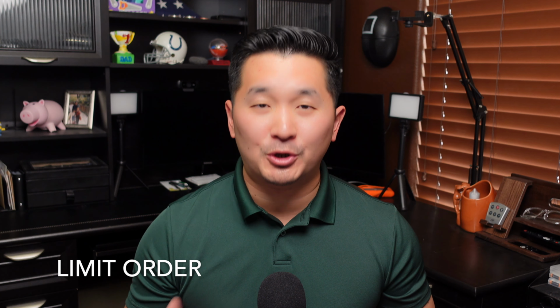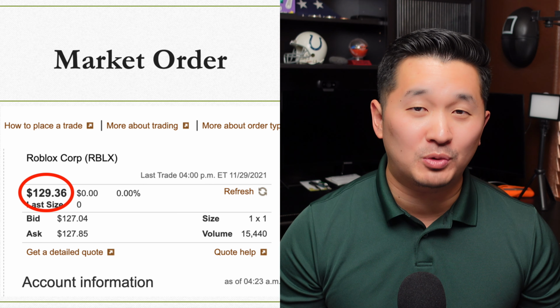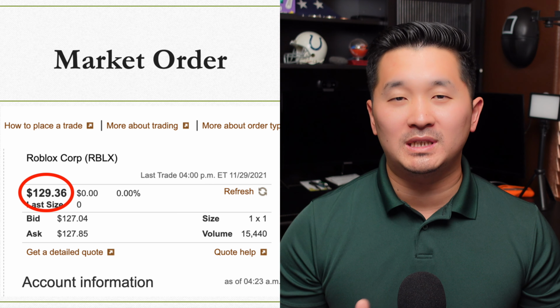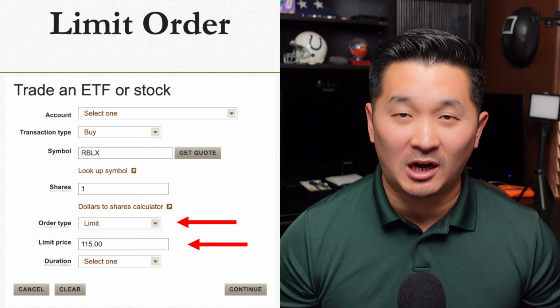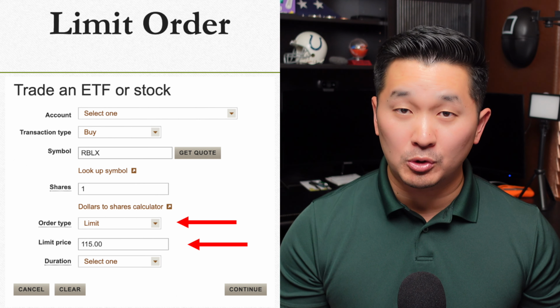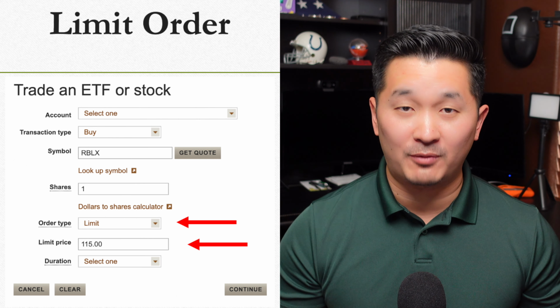A limit order is when you buy or sell a security at the certain price you want to execute a trade. So again, using Roblox for example, the price is $120, but you're only willing to buy at $115. Then you use the limit order to dictate what stock price you want to pay for Roblox.